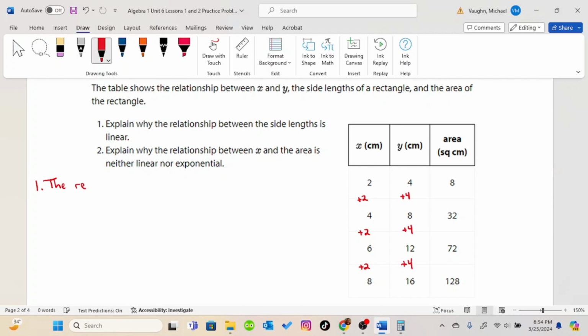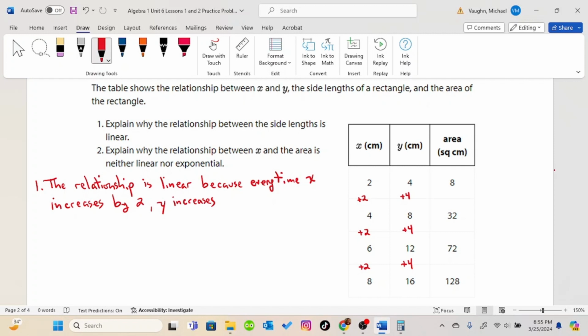The relationship is linear because every time x increases by 2, y increases by adding 4. That makes this a linear relationship.